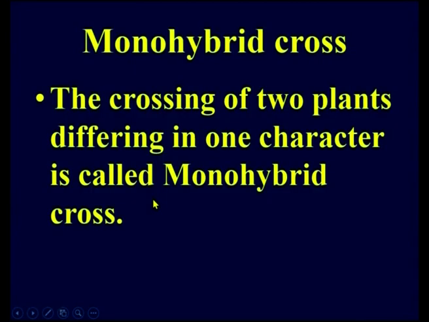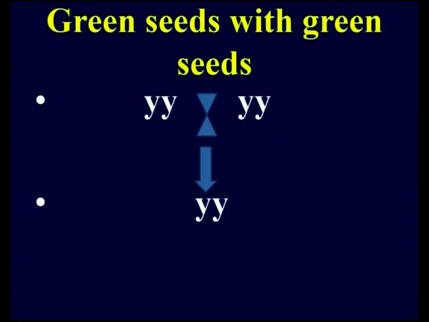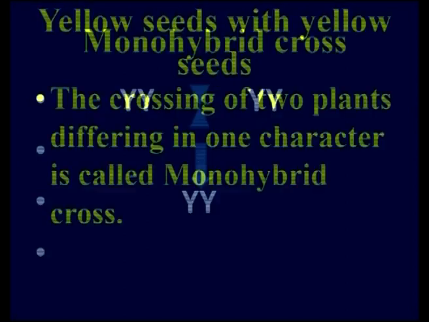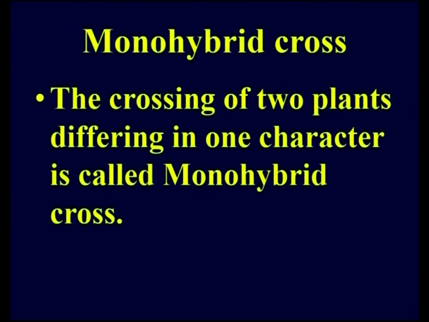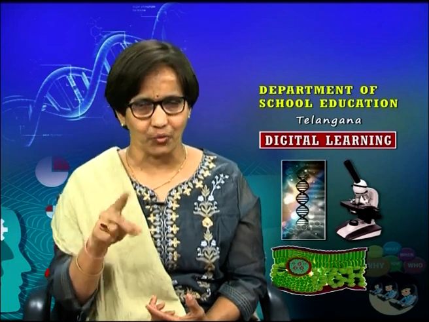Dear students, now let us try to mix two different plants. Which two different plants? Here, yellow seeds with green seeds. Suppose we take these two plants and go with breeding, then what is it called? It is called monohybrid crossing. That means we are crossing or breeding two plants which differ in only one character, one quality is different between them.